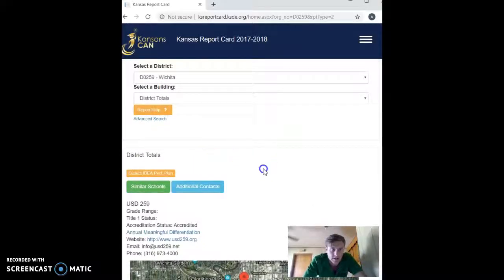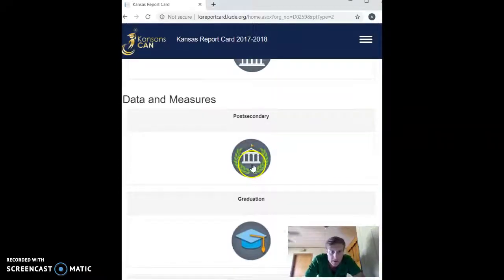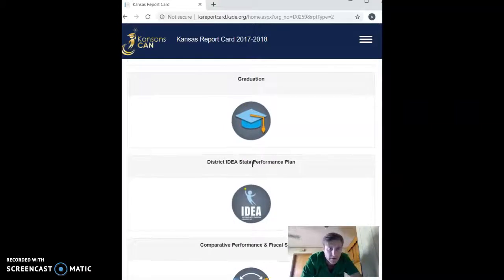Today we're just going to look at some different demographics throughout my district and my school itself. So my district's USD 259 Wichita, as you see here. Let's go ahead and head down to our demographics.